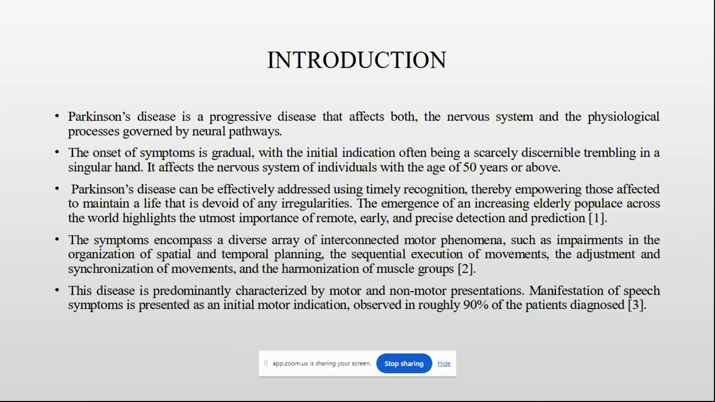The symptoms encompass a diverse array of interconnected motor symptoms such as impairments in the organization of spatial and temporal planning, the sequential execution of movements, the adjustment and synchronization of movements, and the harmonization of the muscle groups. This disease is predominantly characterized by motor and non-motor presentations. Manifestation of speech symptom is presented as an initial motor indication, observed in roughly 90% of patients diagnosed.